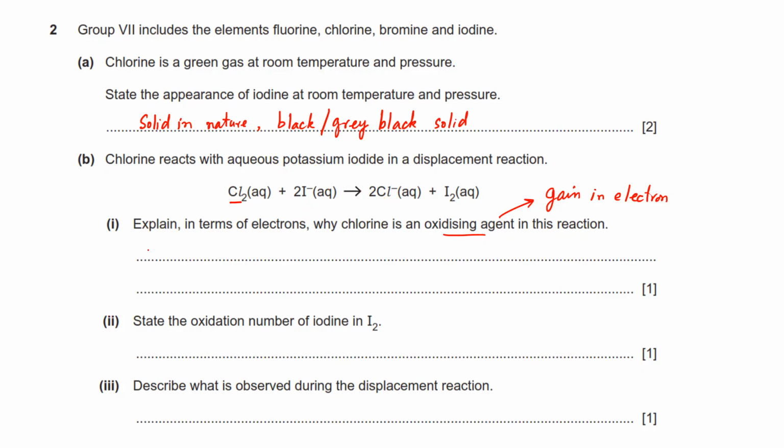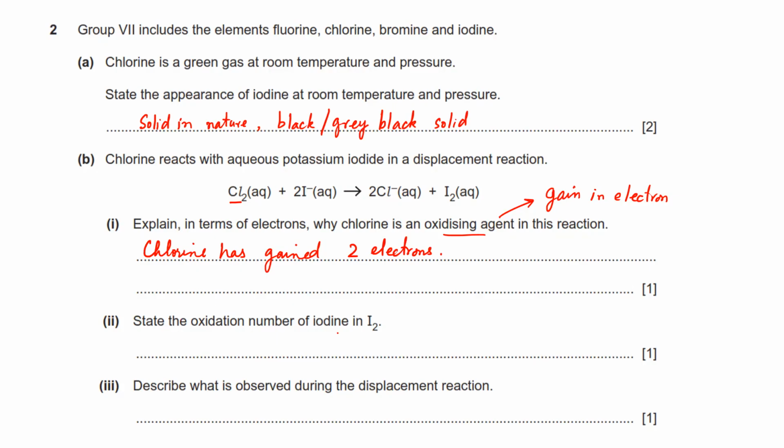So the chlorine has gained two electrons to become Cl negative. If you can write this, it would be a good enough answer to get you the complete credit.